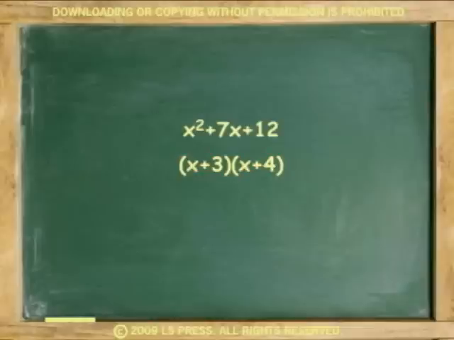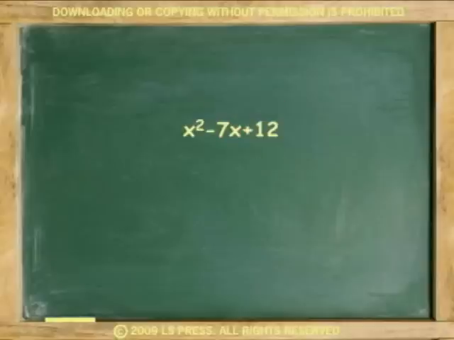Using FOIL to check the answer we get, first terms, x times x equals x squared. Outside terms, x times 4 equals 4x. Inside terms, 3 times x equals 3x. Last terms, 3 times 4 equals 12. The middle term is correct. 4x plus 3x equals 7x.